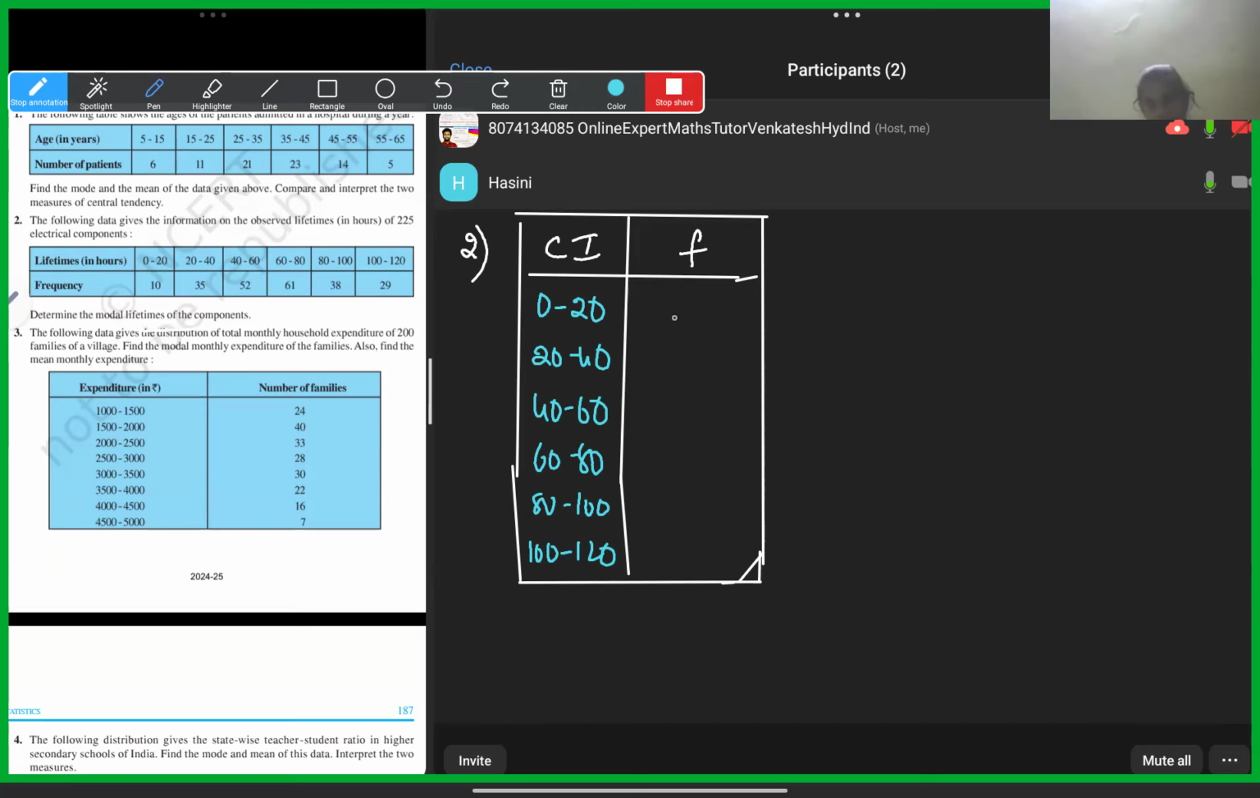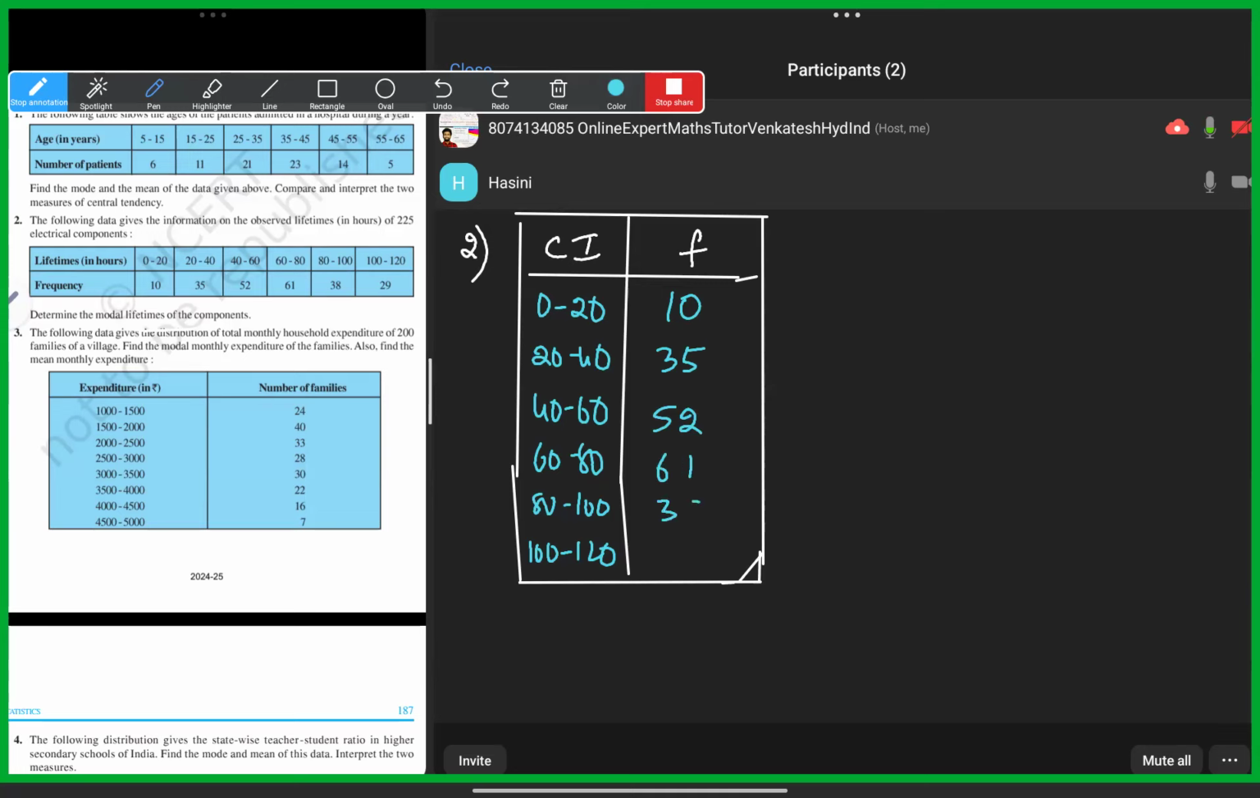Then the frequency values, Hasni: 10, 35, 52, 61, 38 and 29. No, Hasni?